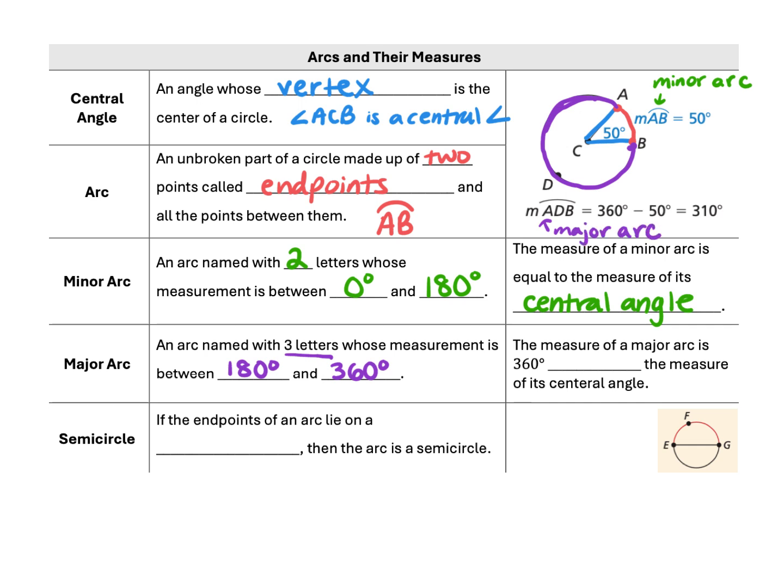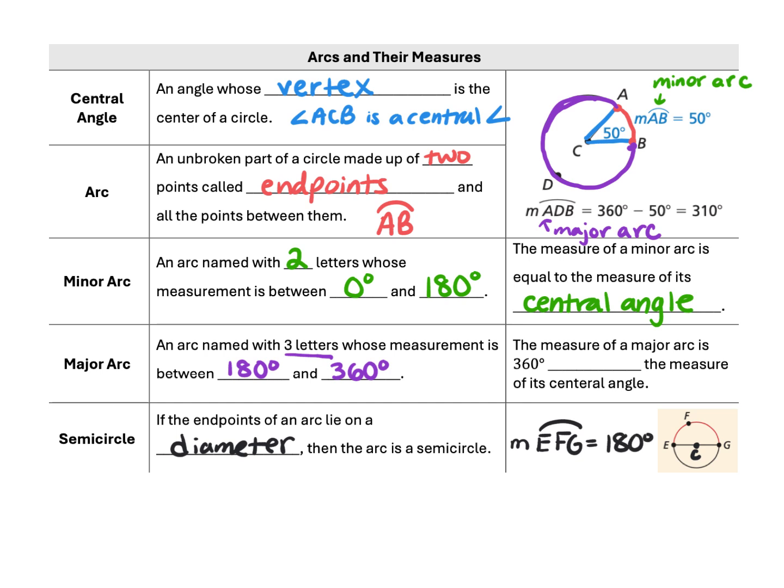A semicircle is neither a minor arc nor a major arc. A semicircle is just a half of a circle, and a semicircle is created if the endpoints of an arc lie on a diameter. So in our picture here, EG is a diameter. Let's add a point right here and call it C for the center point. Every semicircle is going to be equal to 180 degrees. So the measure of arc EFG is equal to 180 degrees.